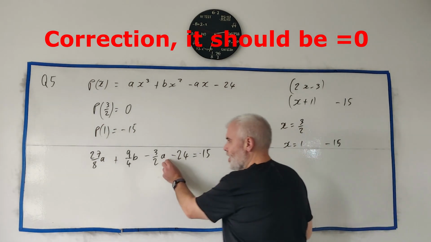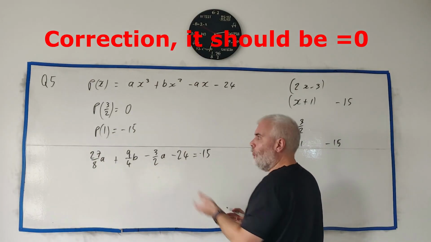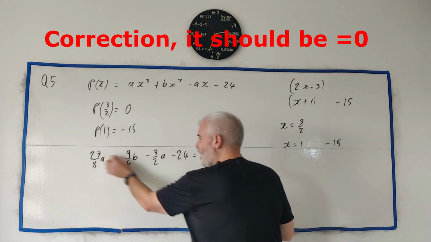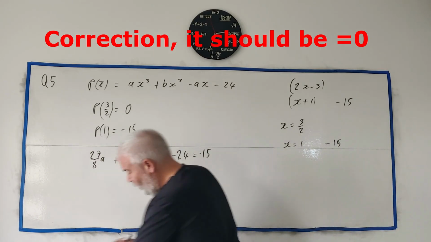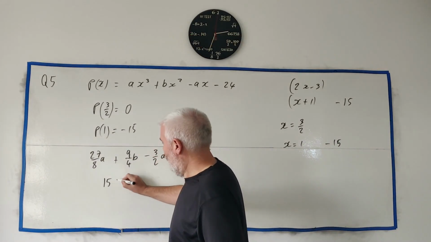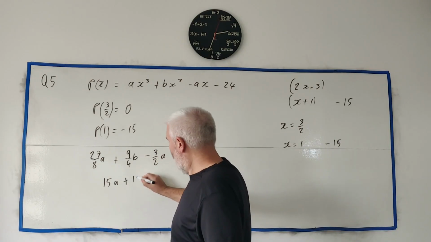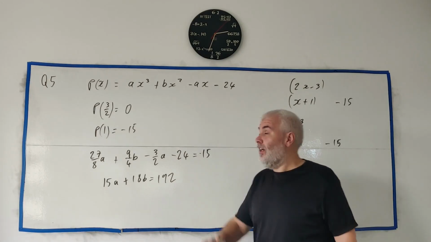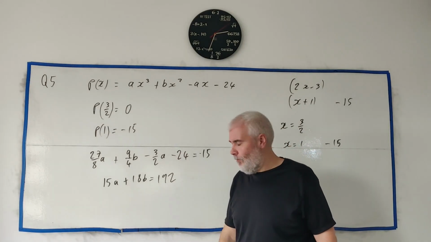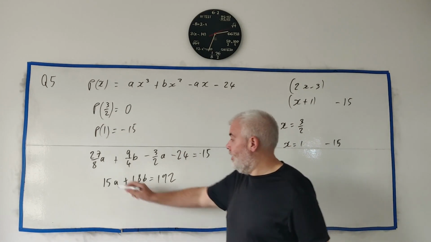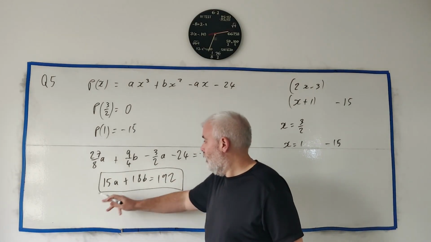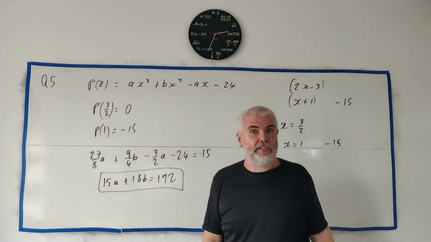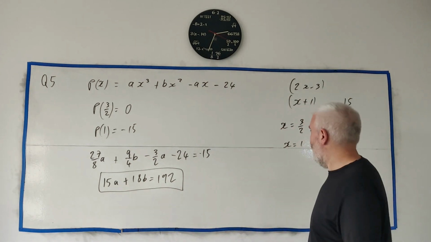You could clean this up, there's A's together here. Multiply everyone by 4 is what I do to get 8 on the bottom row. Combine the A's together. I've done all that here, so to save myself a bit of time, you'll get 15A plus 18B is equal to 192. That's from the first piece of information. What I'm expecting now to find is another equation in A and B when I do the second one, and I'll have a simultaneous equation. That's a very common thing to happen in these questions.